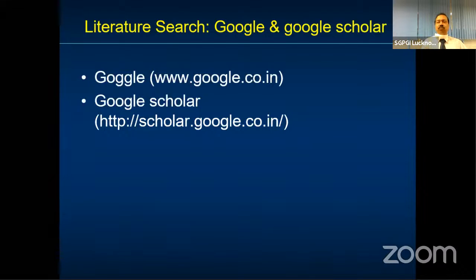Now let us go to another search engine. Though PubMed is the most popular search engine among medical scientists, there was a whole session from Dr. Preeti on PubMed, so let us go to other search engines. For example, Google and Google Scholar. Google is www.google.com or google.co.in. Google Scholar is http://scholar.google.co.in. You will ask, what is the difference between these two?